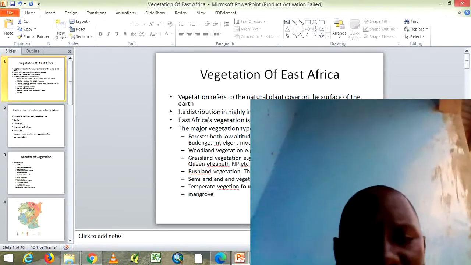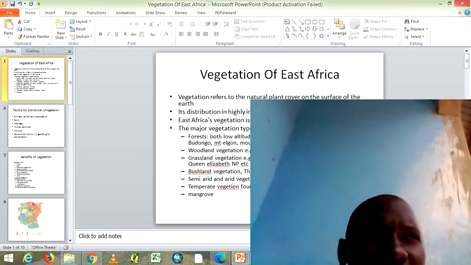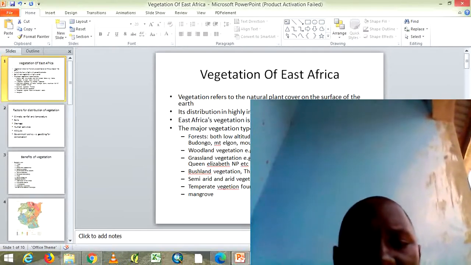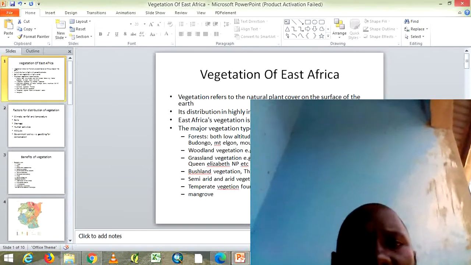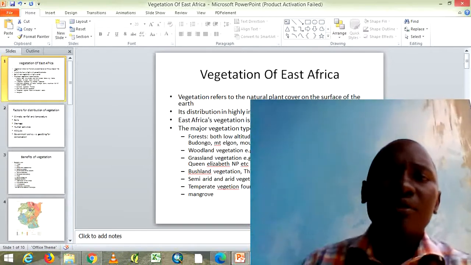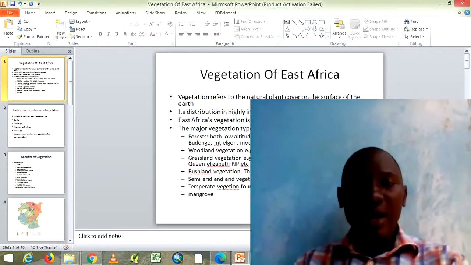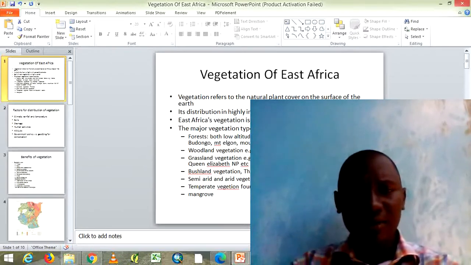Then we also have semi-arid and arid vegetation. This is vegetation that is characteristic of the dry land areas, like northern Kenya and northeastern Uganda, areas that receive rainfall of less than 250 millimeters per annum. Those are the areas characterized by semi-arid vegetation.